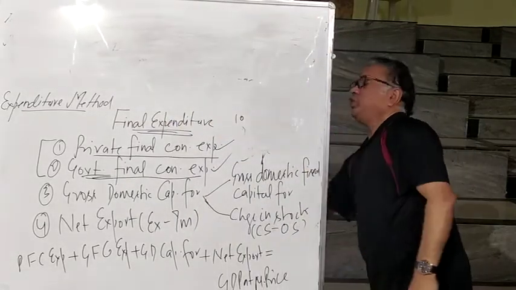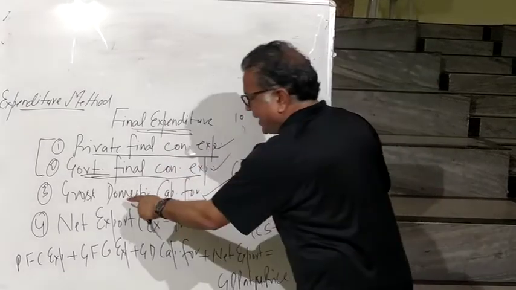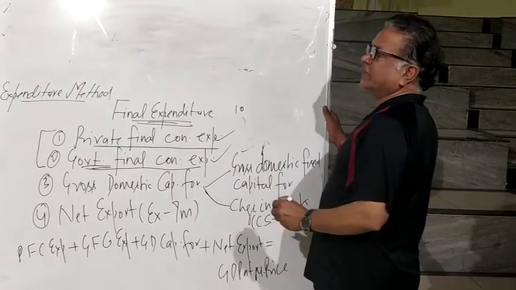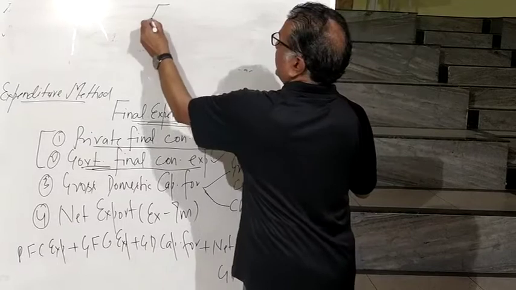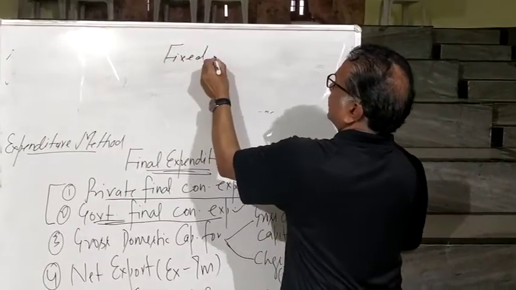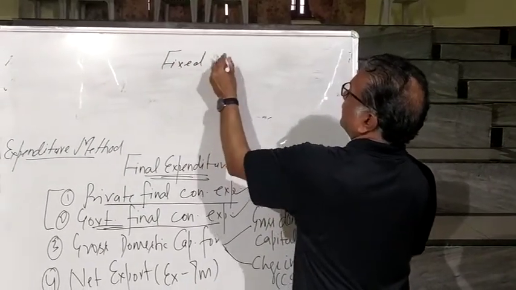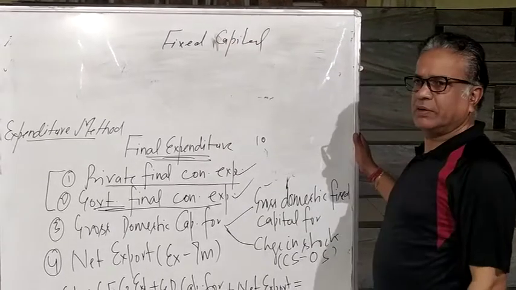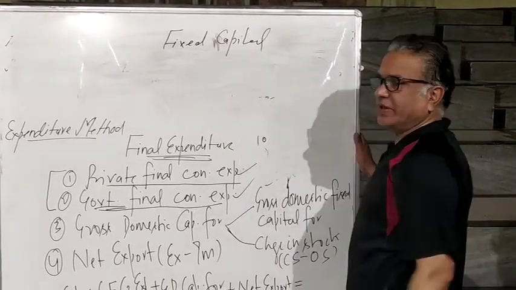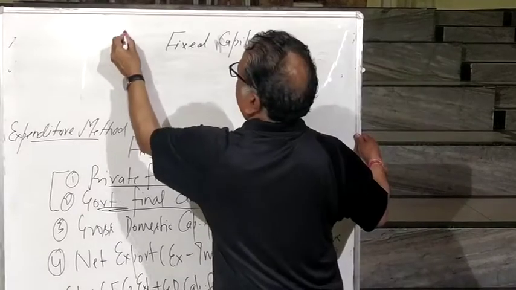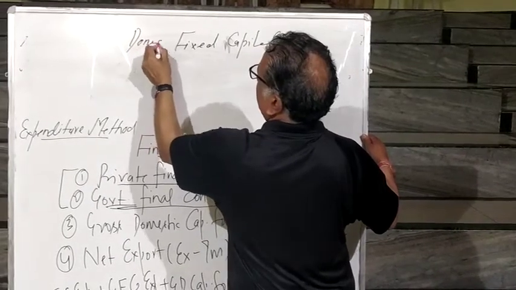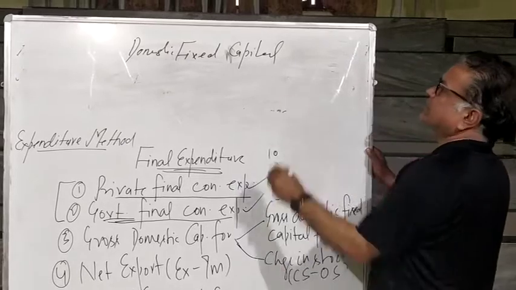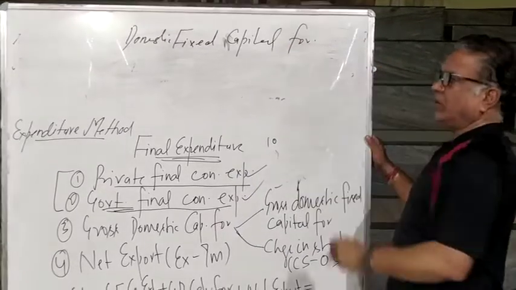So when we are going to calculate producer's expenditure on final goods and services, first what will we take? Producer's expenditure on fixed capital, right? And this capital is within the country, that's why we call it domestic. Domestic fixed capital formation, that we call.